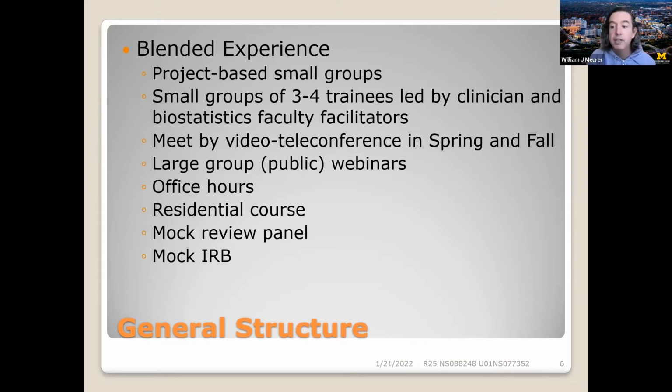And by design, your small group leaders may not be from your specific subspecialty. This is not dissimilar from how a study section may react to or look at a grant application, or an FDA panel when reviewing a drug is not going to be entirely populated with subspecialists. You meet by video teleconference in the spring and fall. The spring is the key portion of starting to build a protocol.